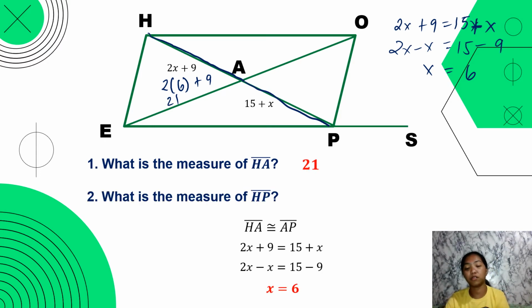Yes, since they are congruent. And what is the measure of angle HP? The entire diagonal, that's times 2, that's 42.